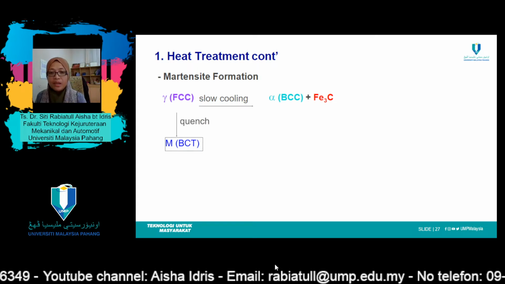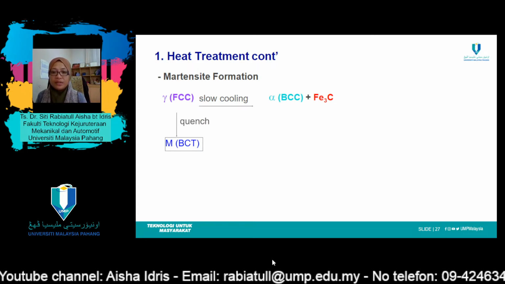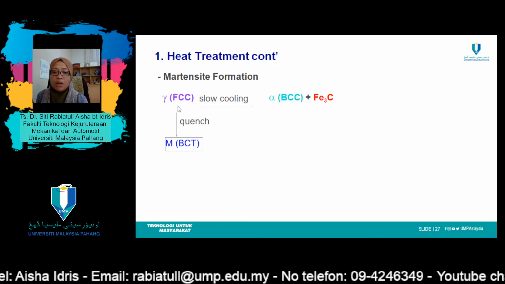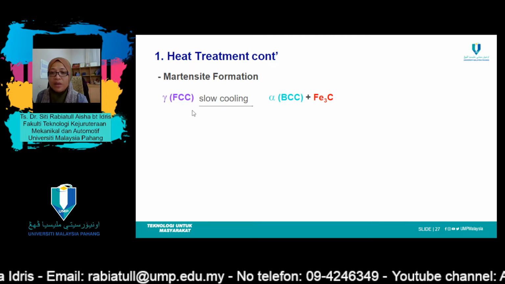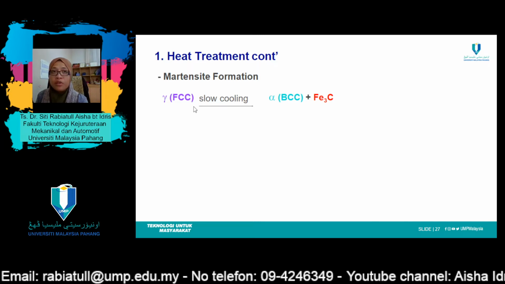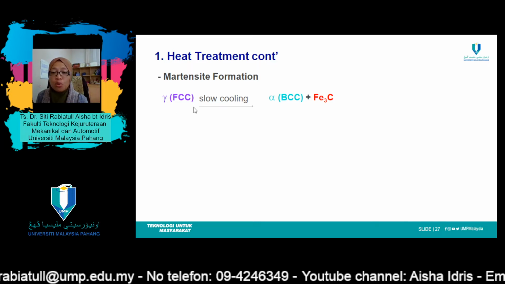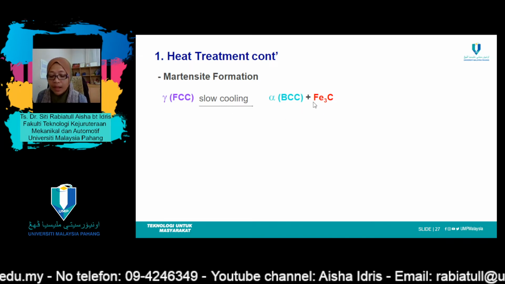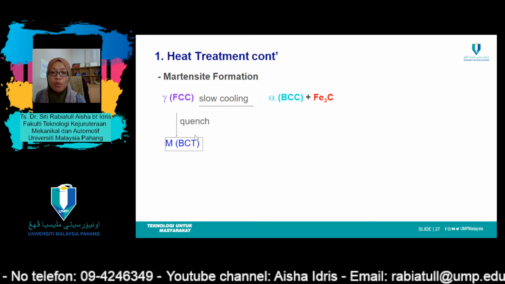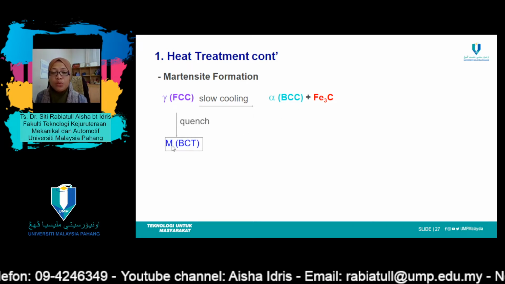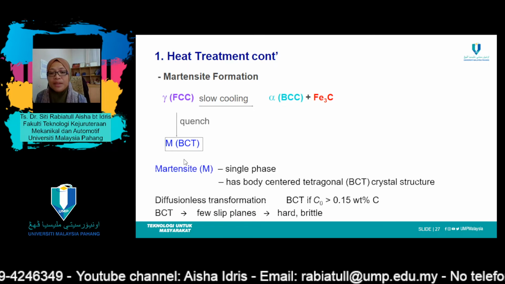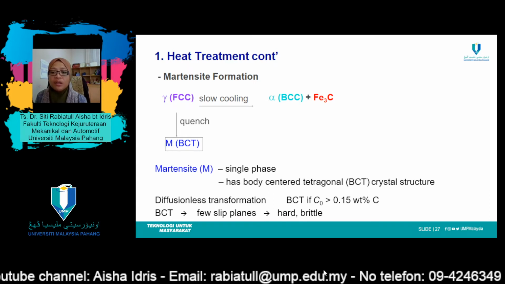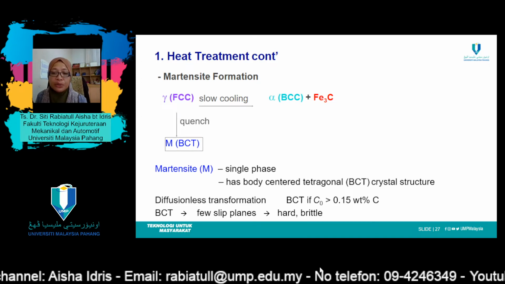Okay, so again, when we look at martensite, this is how it occurs from austenite. From austenite, if you expose it to slow cooling, then it will form ferrite and cementite. But if you quench it, or fast cooling, you will form martensite. BCT actually refers to the body-centered tetragonal crystal structure.